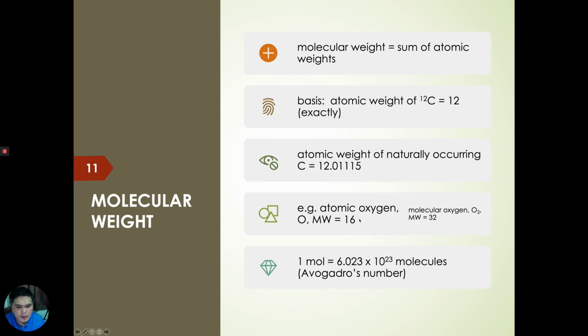For example, for oxygen, we have O as 16, but O2 is 32. Okay, and for example, if we want to calculate CO2, it is 44, because 32 plus 12 gives you 44. And you always know that 1 mole is equal to 6.023 times 10 to the power of 23 molecules, which we learn in chemistry as Avogadro's number. So these are all important information that you need to know as examples of process variables.